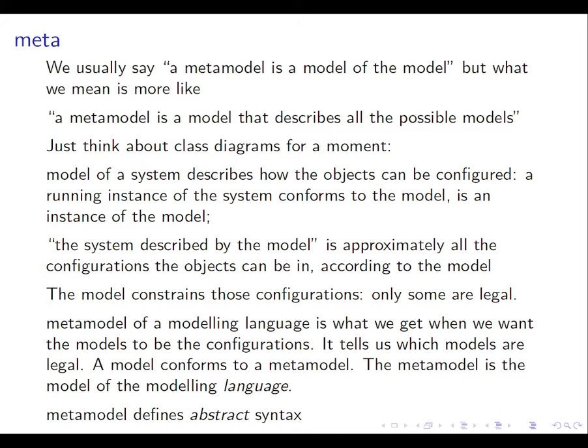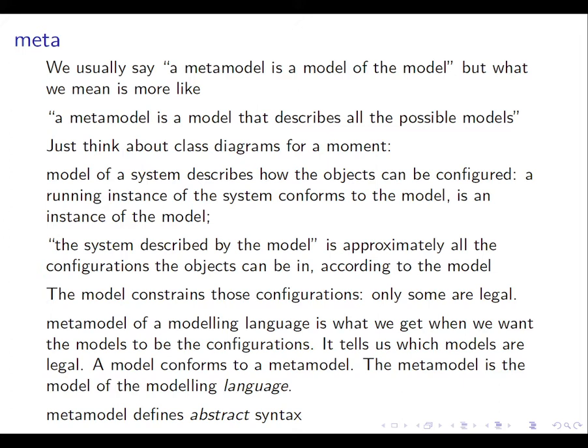Okay? So then the system described by the model means all the configurations that the objects can be in according to the model. So the model constrains those configurations. Only some possible configurations are actually legal. Okay? So you rule out configurations in which you've got objects that are of classes that don't appear in the class diagram, and collections of objects that don't obey the multiplicities on the associations, and all that kind of thing.